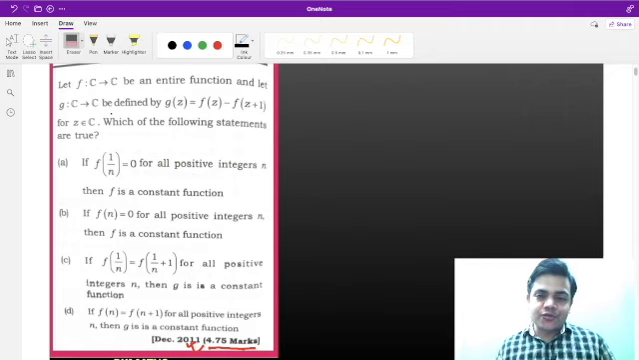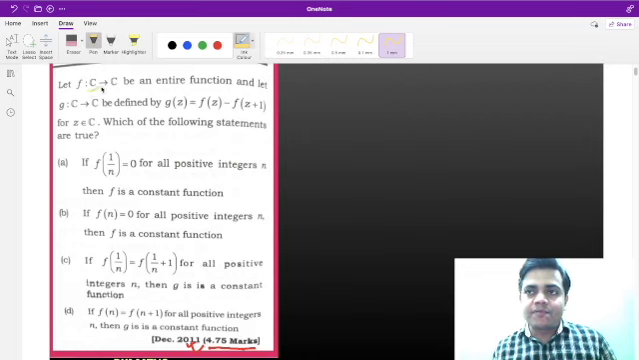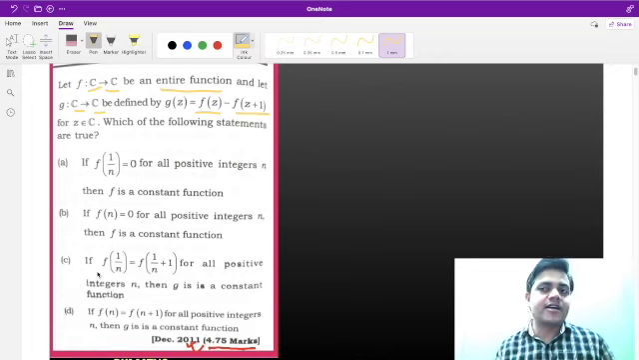In this video, you will see what the identity theorem is and how you can apply it to solve a CSIR NET question. Here you can see a question in which f from C to C, an entire function, is given, and g from C to C is defined in terms of f. By using the statement of the identity theorem, how can you choose the correct option?